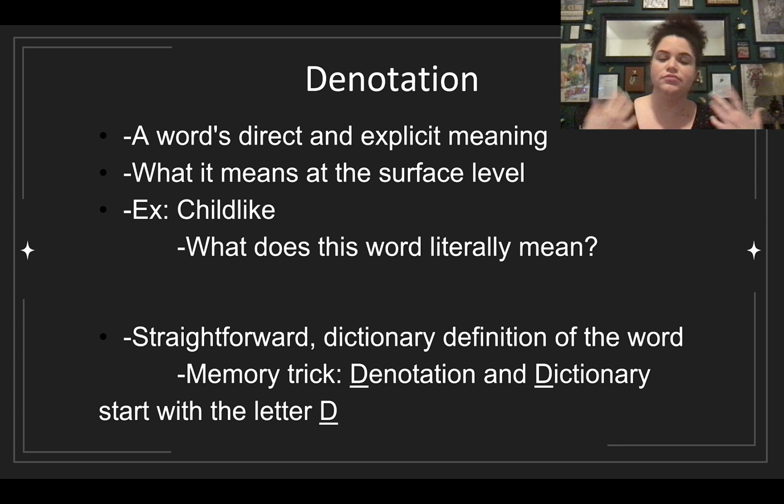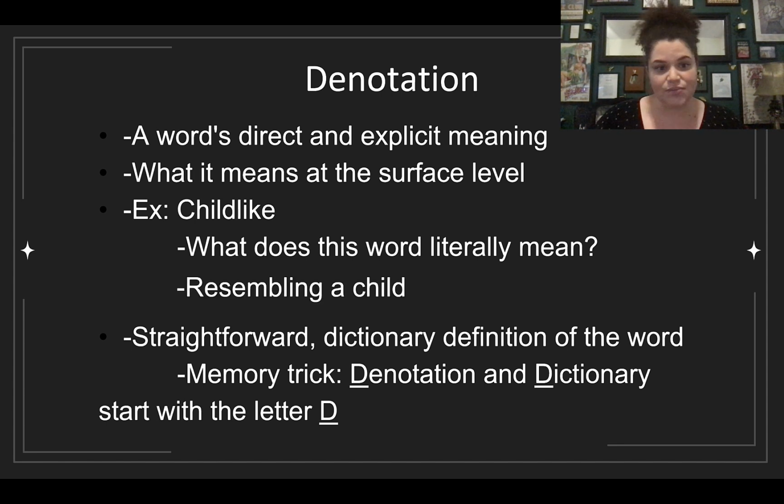So for example, the word childlike, what does this word literally mean? Like if you looked up this word in the dictionary, it would say something like this: resembling a child in some way, right? Again, straightforward, the dictionary definition of the word, that's denotation. A good way to remember this is the word denotation and dictionary both start with the letter D, so you can remember denotation is a word's direct dictionary definition.